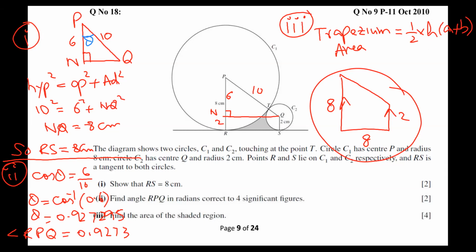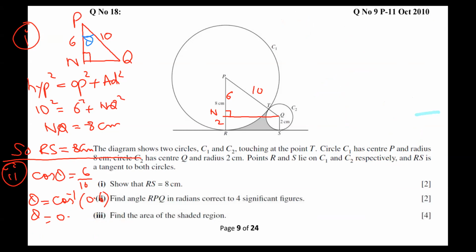The gap between the two parallel sides. This is one parallel side, and this is the second parallel side. I will give this name A and this name B, and the gap between them is called H. So this 8 is H. So the value of H I write here is 8, and A is 8 and B is 2.